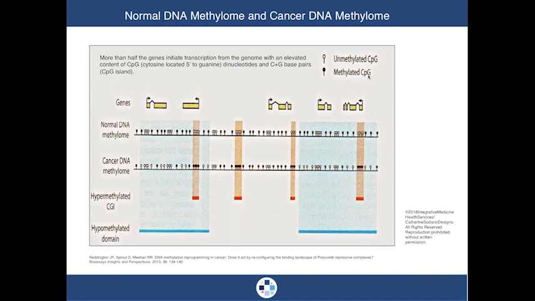Now, when those two come together, that's where a lot of the methylation takes place, because more than half of the genes initiate transcription from the genome with an elevated content of the CpG. CpG. P is phosphate, by the way. So that's what I want you to take home from this particular picture.